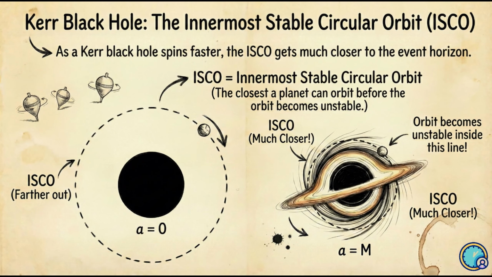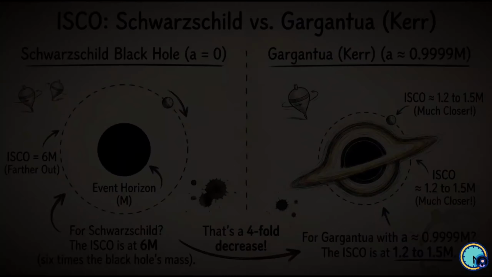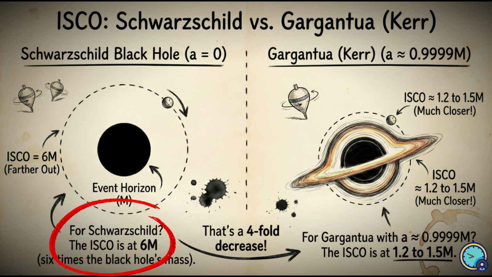And here's where the magic happens. As a Kerr black hole spins faster, the ISCO gets much closer to the event horizon. ISCO means innermost stable circular orbit, the closest a planet can orbit before the orbit becomes unstable. For Schwarzschild, the ISCO is at 6M, 6 times the black hole's mass.